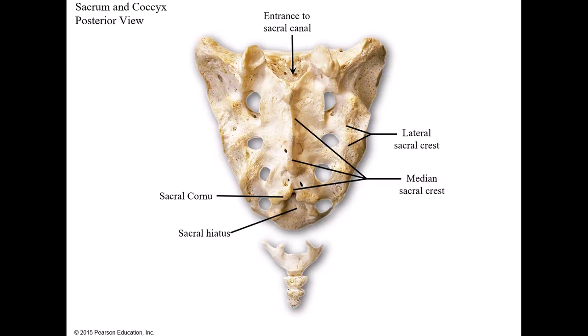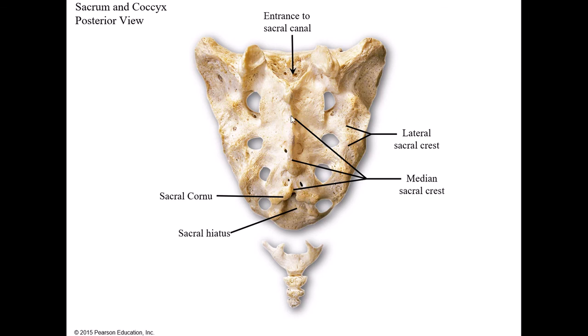If we go to the back now, we can see that at the very top there's an entrance to the sacral canal. If we were to take one of our sticks in lab and push it down, it would go through this bone and come out at the bottom over here. This opening of the sacral canal is known as the sacral hiatus. On either side of the sacral hiatus, you're going to see 2 bumps. These are the sacral cornu.